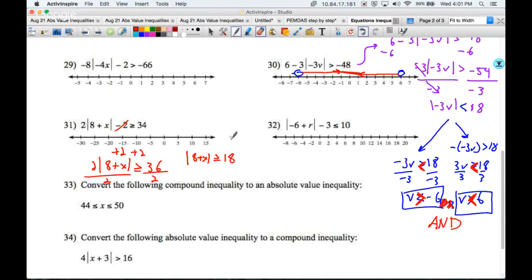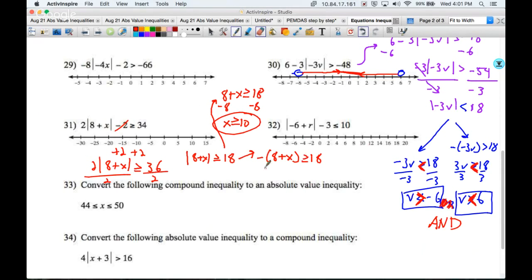Split it into the 2 cases. One case where we drop the brackets entirely, 8 plus x greater than or equal to 18. And one case where they become a negative parentheses. Negative parentheses, 8 plus x greater than or equal to 18. In this one here, we can just subtract 8 from both sides. We get that x is greater than or equal to 10. It's part of our answer.